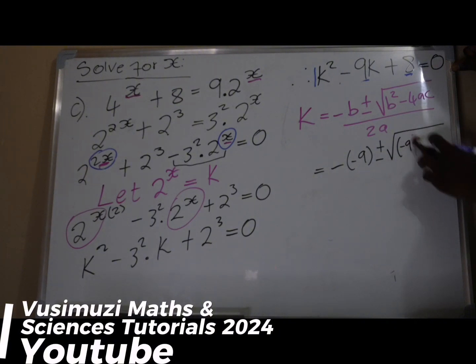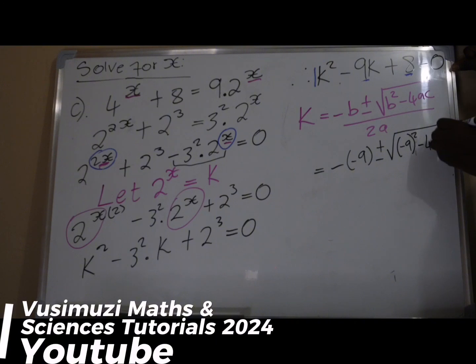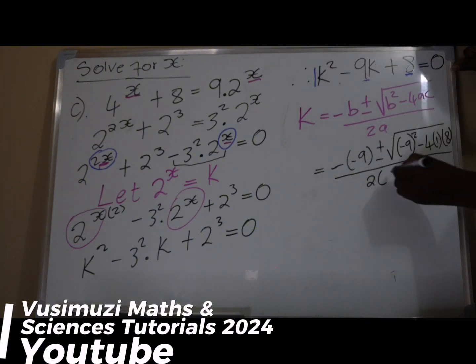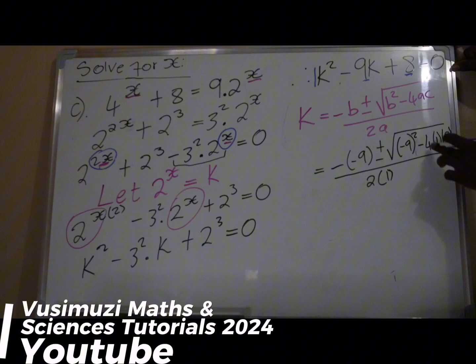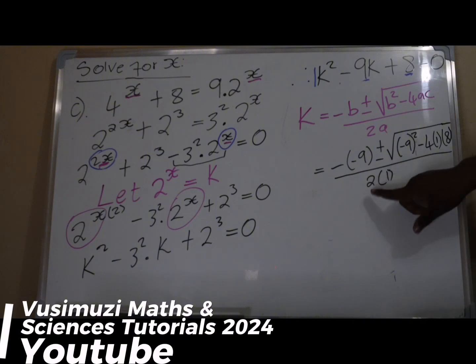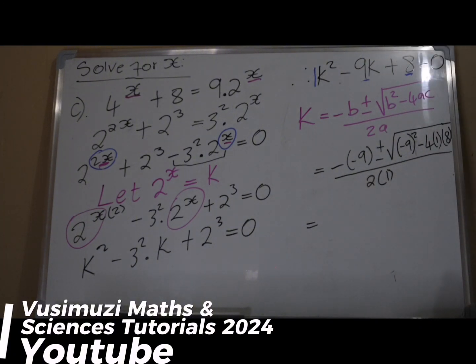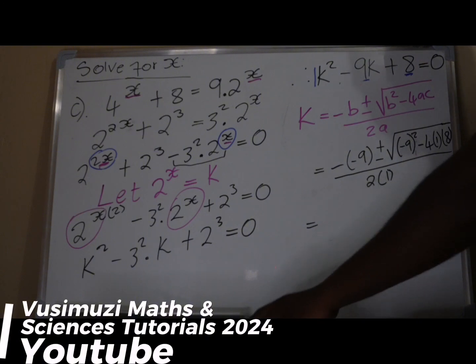Negative 9 squared minus 4. What is our a? It is 1. What is my c? Positive 8. You put positive 8, all divided by 2 times a, which is 1. Remember, these 2 and 4 are part of the formula, and you must put everything. Don't forget this 2, this 4, this square root. They are very important. Then k is equal to, you put that on a calculator. Remember, we've got 2 solutions of k.